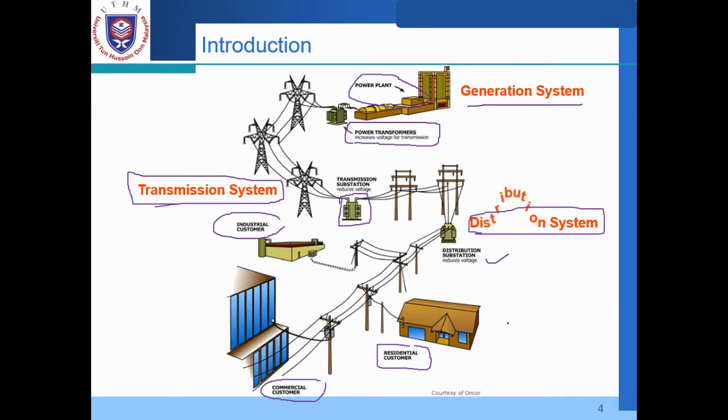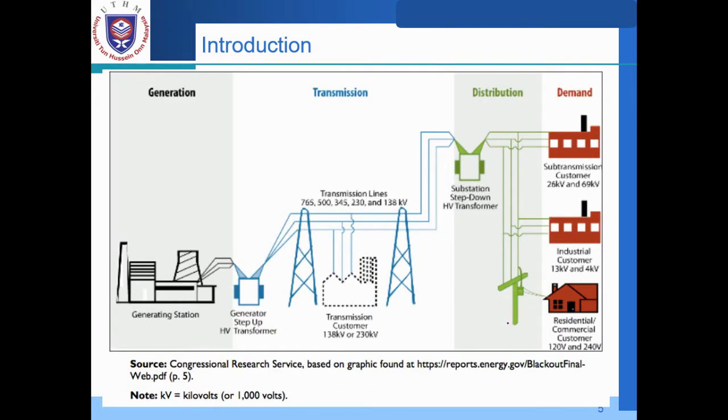So to look in further details, this is the source from Congressional Research Service based on graphic found at this link. Okay, page number 5 PDF format. So this is where I picked this diagram from. So this is divided into 1, 2, 3, 4 parts. Okay, so the first part is the generation.